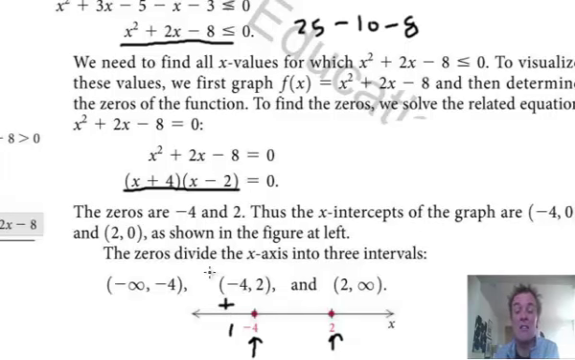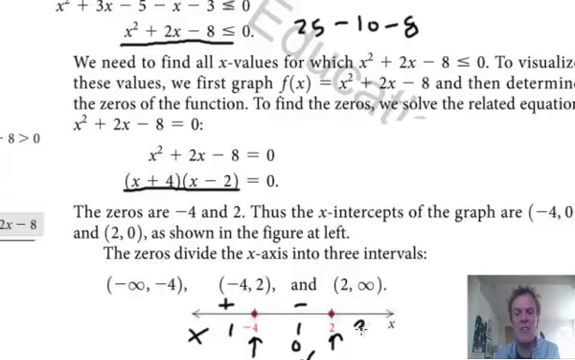And that's not less than 0, so this area cannot be part of the answer. For between negative 4 and 2, again, try 0. 0 is always easier because x squared is gone, 2x is gone. Is negative 8 less than or equal to 0? Yes, it is, so that is negative. That area is good.